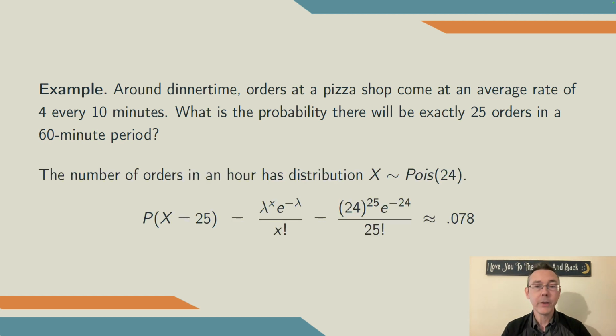If we expect 4 orders every 10 minutes, then we expect 24 orders every hour, because 6 times 10 is 60, so we need 6 10-minute periods to get to an hour.